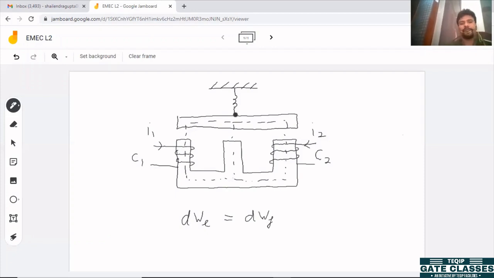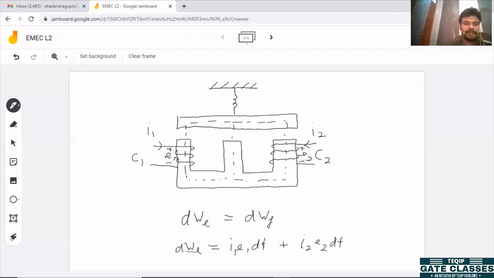Okay, so what will be your input energy? So input energy, you can write it as I1 E1 dt plus I2 E2 dt, where E1 is the EMF across coil 1, and E2 is the EMF across coil 2. So clearly we can see that E1 will be what?